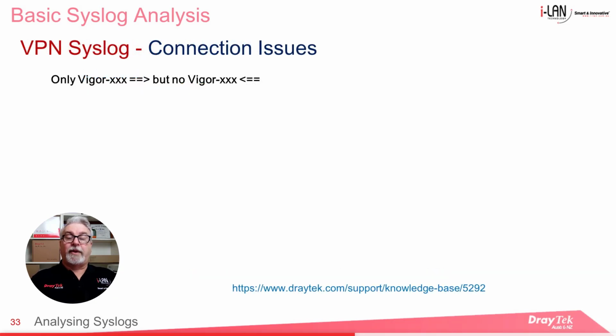Let's check out some VPN syslogs, which you'll see when experiencing VPN connection issues. The first one we have here is the message only vigor-xxx but no vigor-xxx. This means that the VPN peer isn't receiving a VPN request. That could be either the sending or receiving router isn't reachable on the internet.